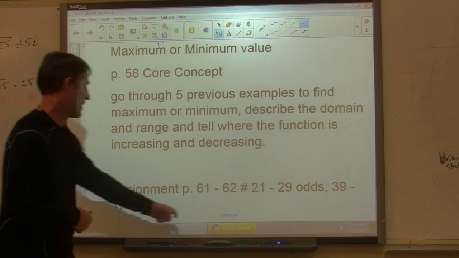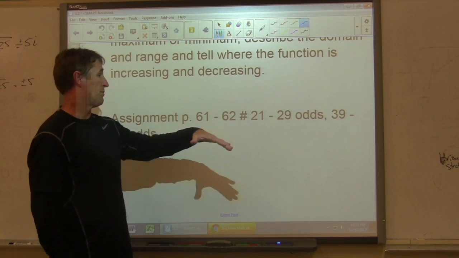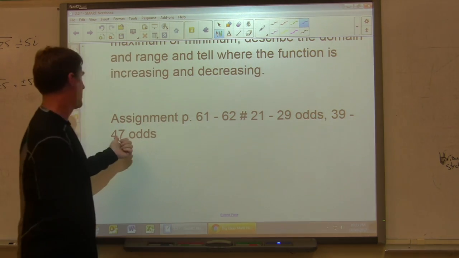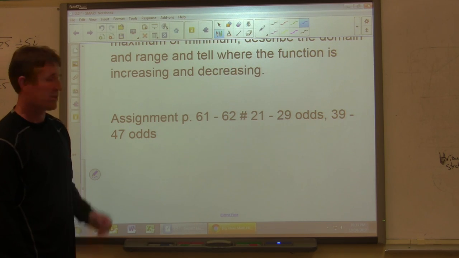So, our assignment is on page 61 to 62. Again, this will be in the Big Ideas book. It's 21 to 29, the odds, and 39 to 47, the odds. So I think you have 10 problems to do.